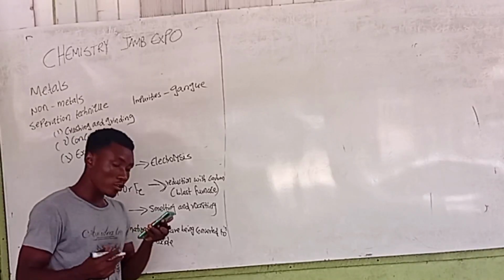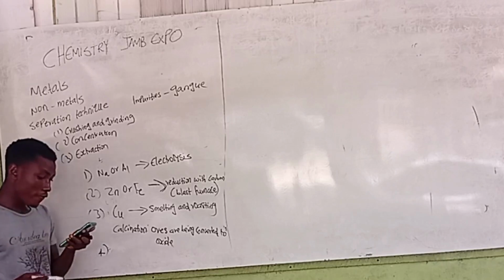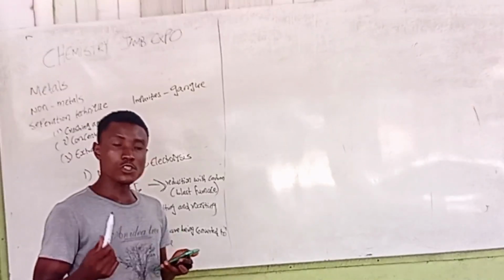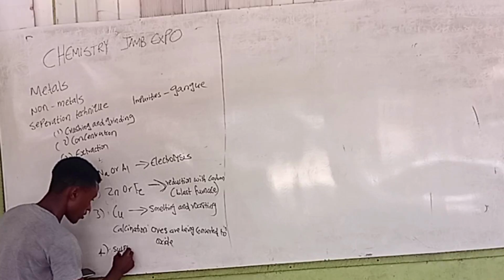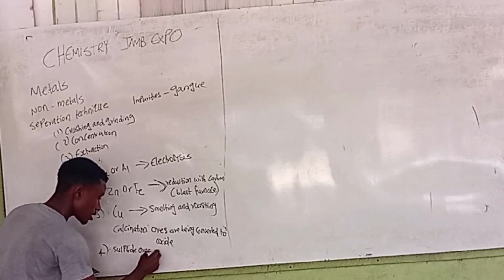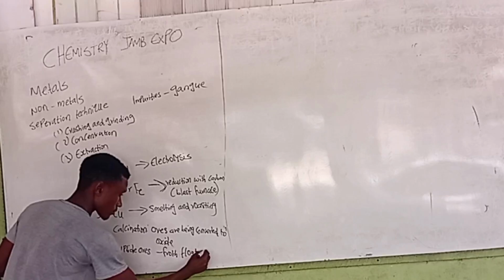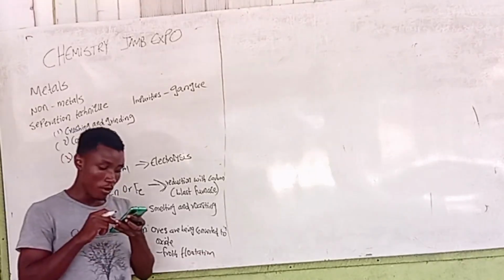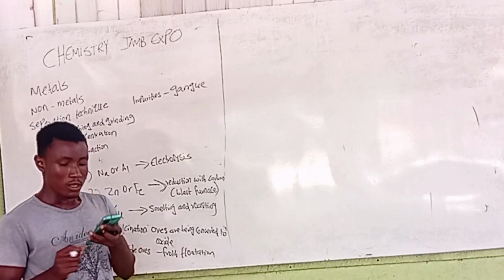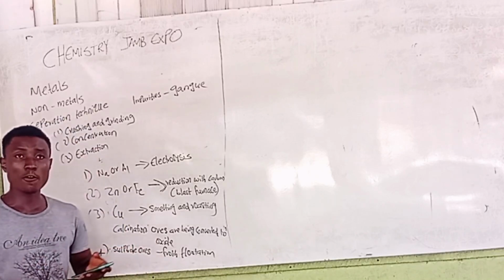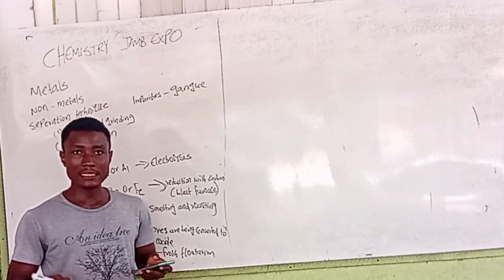So we also have what is known as the froth flotation, which is number 4. The froth flotation is used for what? Sulfide ores. So for the sulfide ores, we use the froth flotation. Then magnetic separation, as the name says, is simply for magnetic ores, like magnetite or hematite.